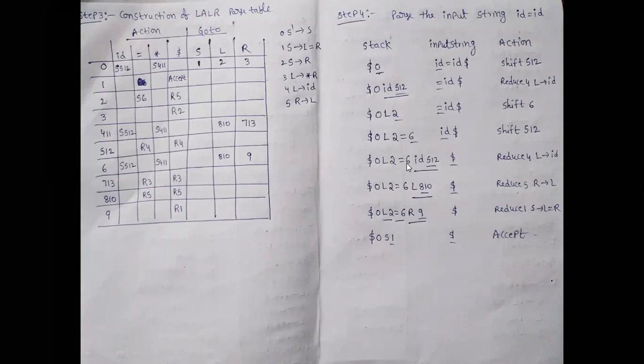Then here 6th row and left hand side capital L. So in the 6th row with left hand side capital L, L and 10 are pushed into the stack. Then 10 and dollar: we have the reduce operation, reduce 5. Production 5 is R produces L. In the right hand side we have only one symbol, then pop the topmost two elements. So L and 10 are popped.